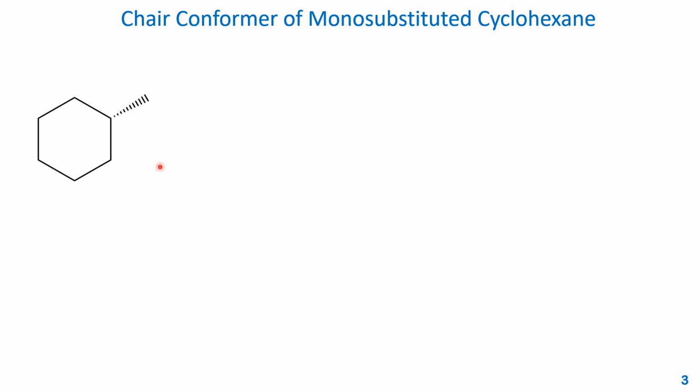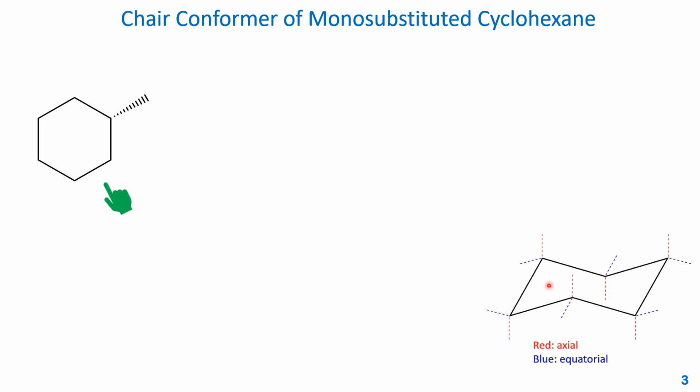And that's why, if you look at it from this way, the side view, this helps you find which positions are up or down, axial or equatorial.